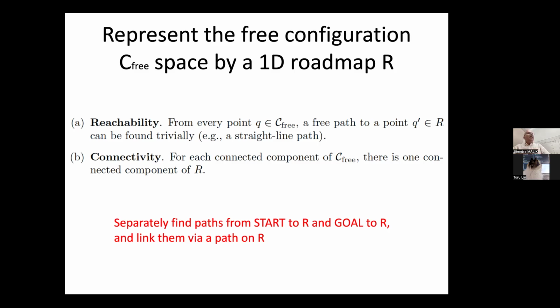And if the free part of configuration space is connected, then there is one connected component of R. Because if this free space is not connected, then there's nothing you can do. You cannot go from the start state to the goal state if they are in disconnected parts of the space, so that problem cannot be solved. Is that clear? So the idea is that you're projecting down this more complicated problem to the problem of finding this one-dimensional roadmap, and then you solve the problem there.